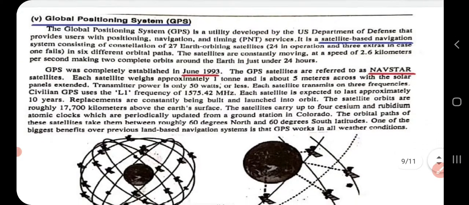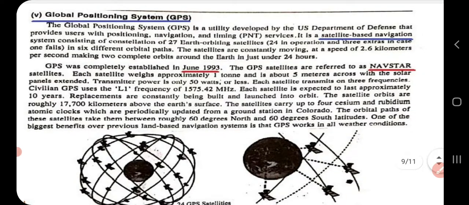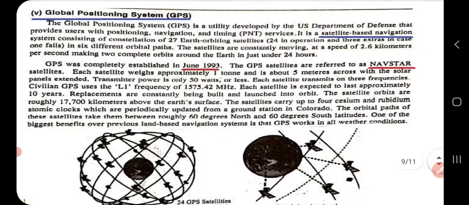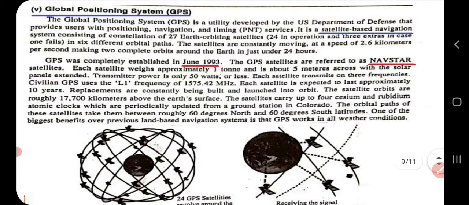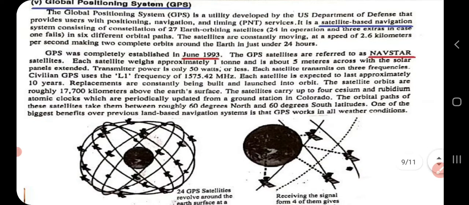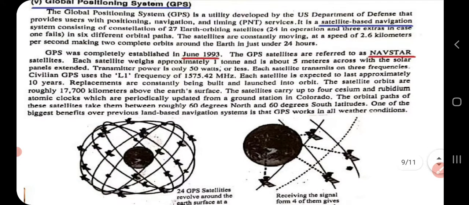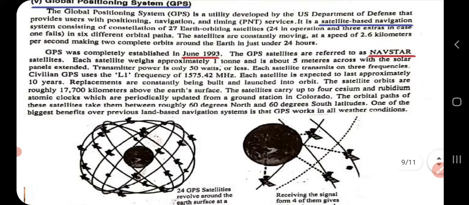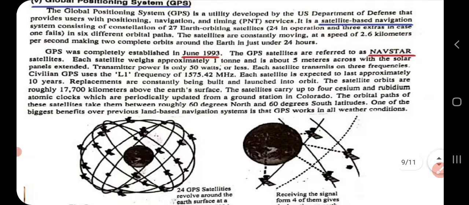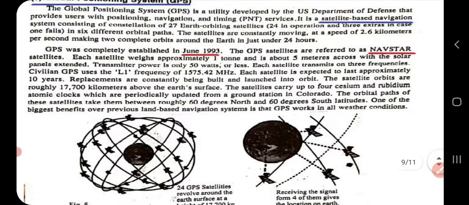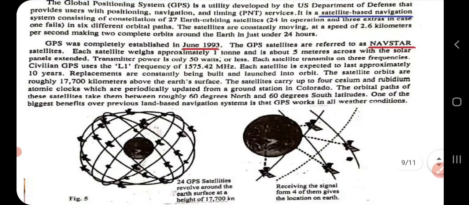And while doing so, they complete two complete orbits around the Earth in just 24 hours. This system was discovered in 1993, and those GPS satellites are referred to as Navstar satellites. The weight of each satellite is 1 ton, it's very heavy, and it has solar panels fitted to it, and the length up to which the solar panels spread is about 5 meters. GPS satellites use a frequency in the megahertz range, about 1575.42 megahertz, and their lifetime is only 10 years.